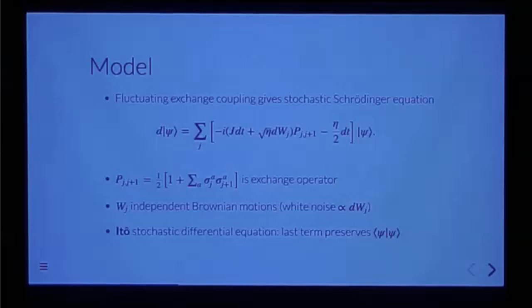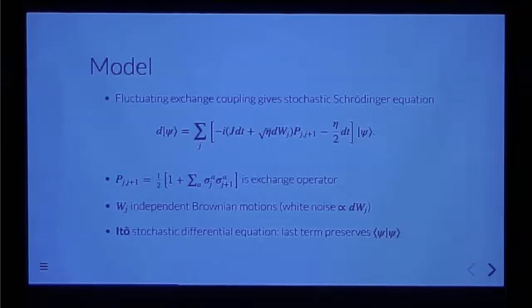Now, we saw this, I think, in Sebastian Diehl's talk. The last term may have you scratching your head if you haven't seen this before. That's there to ensure that the norm of the wave function is preserved. It's a consequence of interpreting this as an Ito stochastic differential equation.